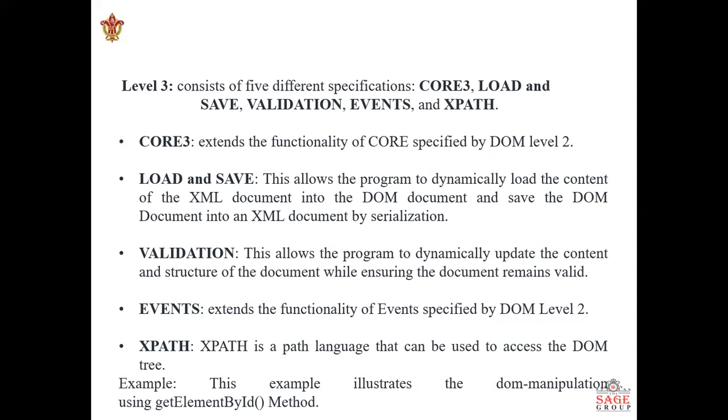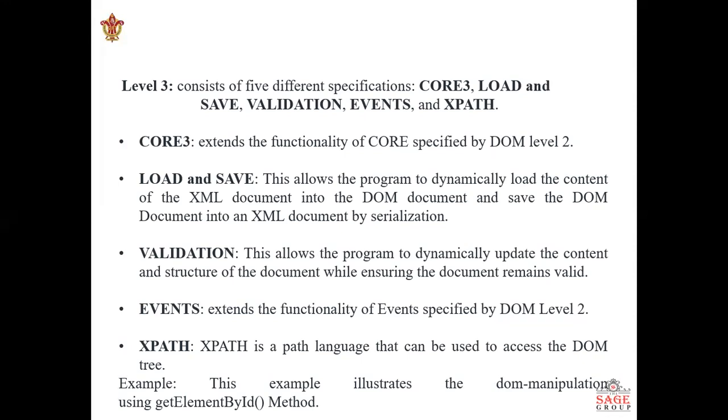First is Core 3, second is Load, third is Save, fourth is Validation, fifth is Events, and sixth one is XPath. Mostly it is used for extracting the web elements. So Core 3 extends the functionalities of the core specified by DOM Level 2. Here I am explaining the levels one by one.